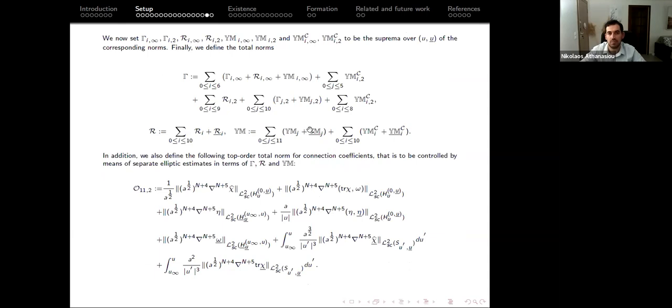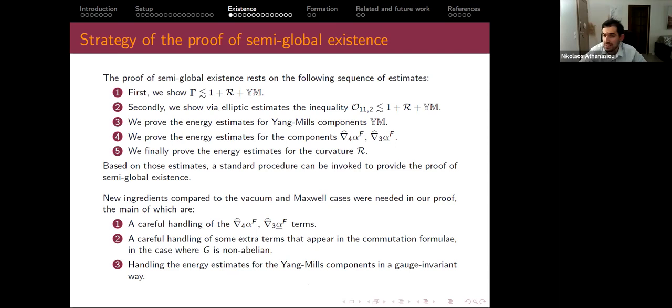let's discuss a little bit the strategy of the proof of semi-global existence. First, again, no big surprises here. The proof of semi-global existence rests on the following sequence of estimates. First, we saw that the total region norm is controlled by curvature and Yang-Mills. Then we saw that the top order norm is controlled by curvature and Yang-Mills. Then we first proved the energy estimates for the Yang-Mills components, then the energy estimates for Nabla 4 alpha f, Nabla 3 alpha bar f. And finally, we proved the energy estimates for the curvature r.